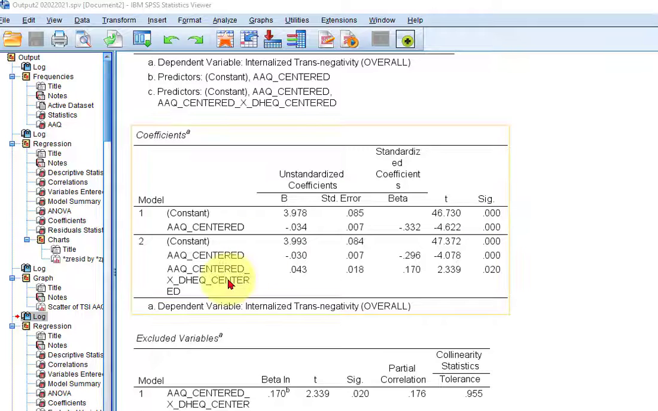And then the coefficients were significant, right? The interaction term, the centered product term, was significant. It says that all over the place.